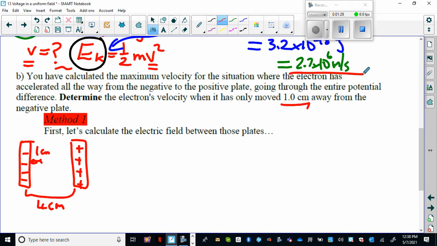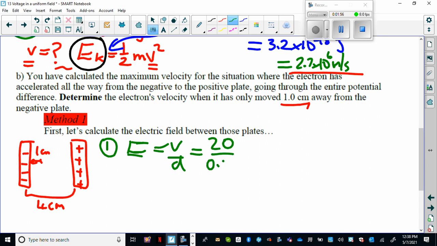The first thing we're going to have to calculate is the electric field strength. It's a uniform electric field, so we can use the information that we have to calculate the field strength of the parallel plates. E equals V over d. We know that the voltage is 20, and the distance between the plates is 0.04. That gives us 500 volts per meter. So that's the electric field strength between those two plates.